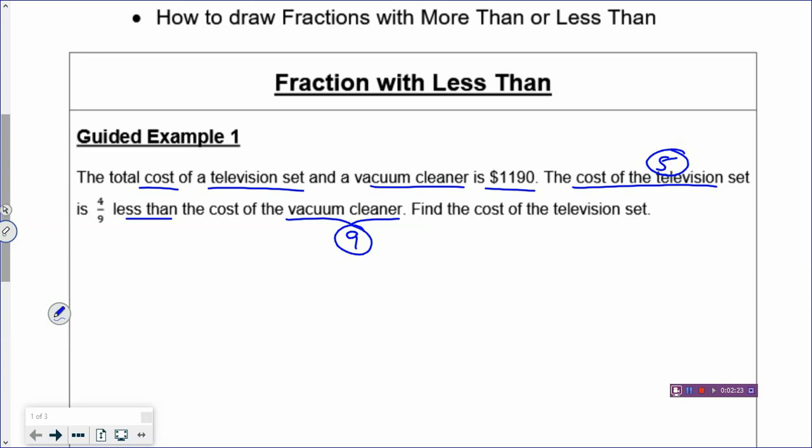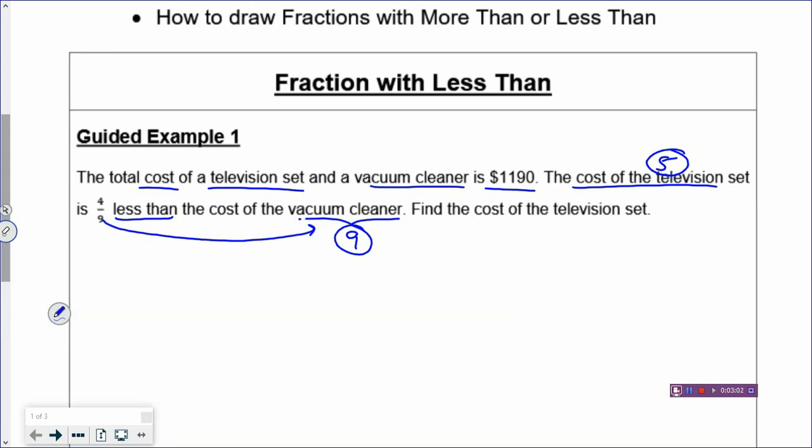Why we don't do arrow pointing is because of the more than or the less than. If there's no less than, for example, the cost of the TV is 4 over 9 the cost of the vacuum cleaner, then you can do arrow pointing. The vacuum cleaner has 9 boxes and the TV has 4 boxes. But because of the less than, we don't do arrow pointing. If you like, you can point here: the vacuum cleaner has 9 boxes, you take 9 minus 4 and you get 5. So the TV set has 5.